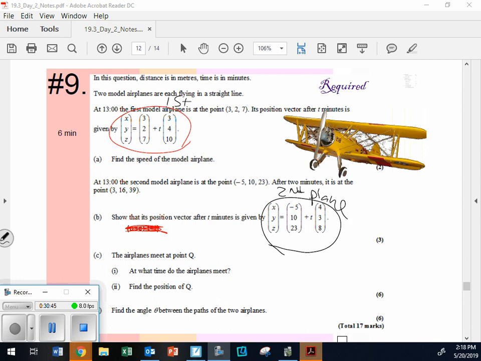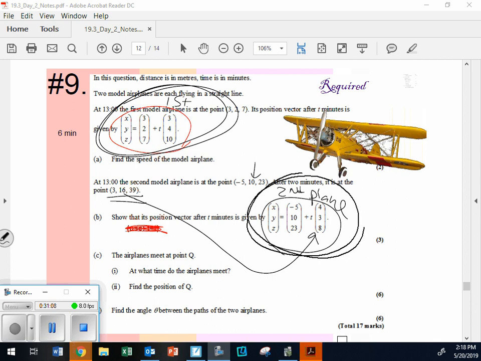The second model airplane starts here, and after 2 minutes, it's at this point. And you might be thinking, well, wait a minute, that doesn't match up with this. It does. You just have to factor in that it was at t equals 2. So I got two equations. This kind of looked like last time. We have an equation for the first plane and an equation for the second plane. And what did we do? We made 3 separate equations for each of them and then matched them up.